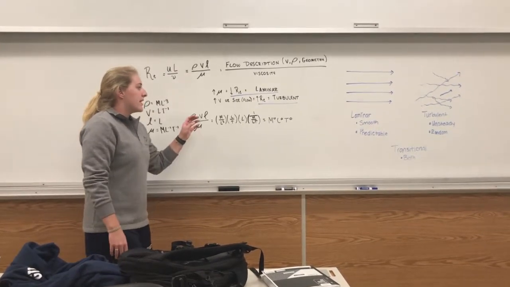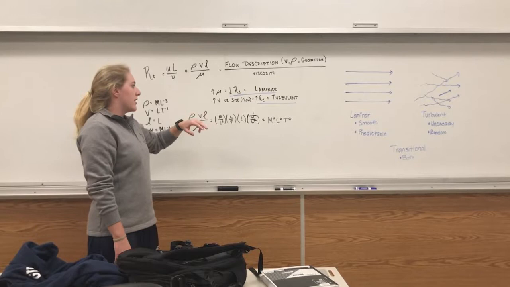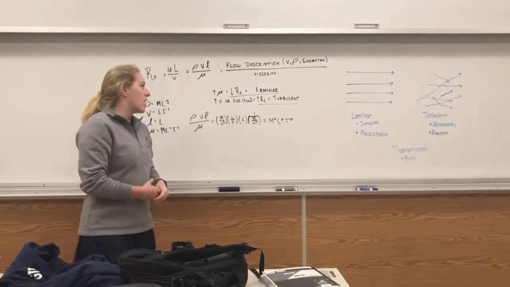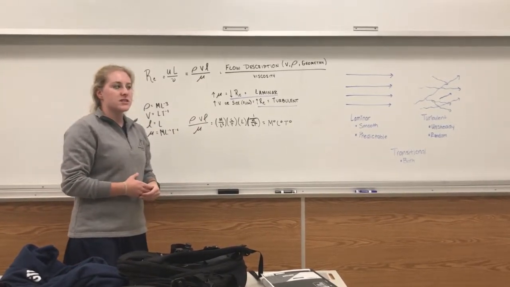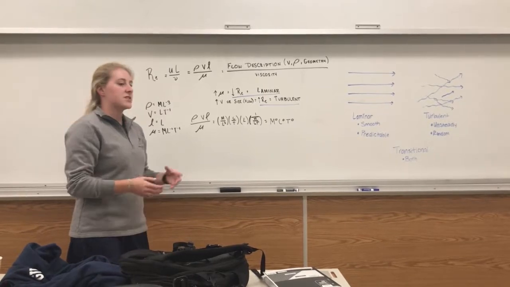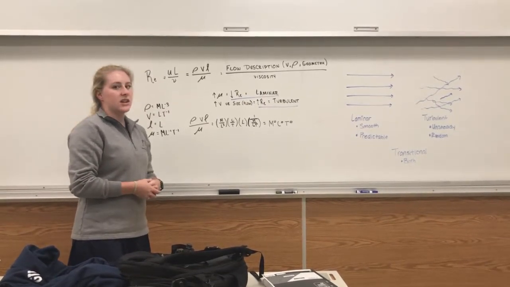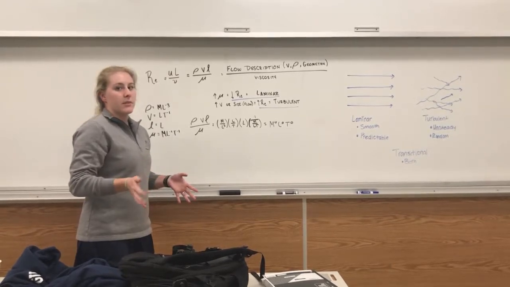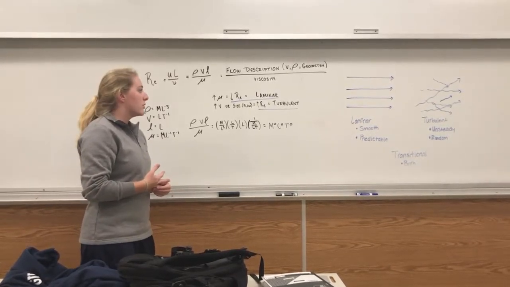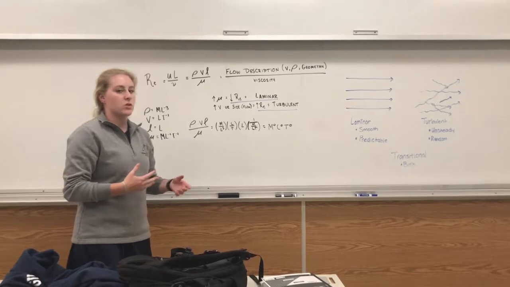So if you want to find out whether it's laminar or turbulent, if you have a higher viscosity, you're going to have a lower Reynolds number because it's in the denominator, which means that you have a more laminar flow. If you have a greater velocity, or like the size of the amount of fluid going through the tube, you have a higher Reynolds number, which means that it's more turbulent.